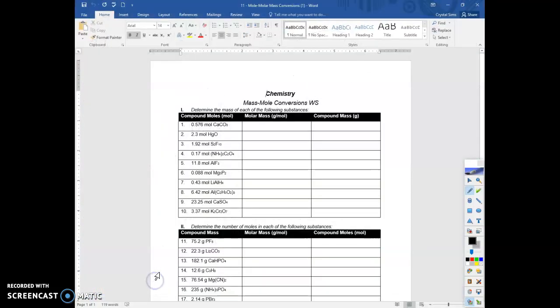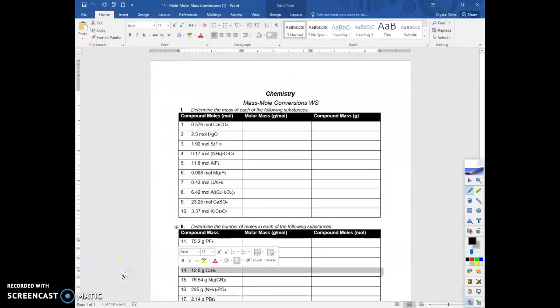Now, if we look at the worksheet that you are to do, what you'll notice is that you don't have any single elements on any of these. They're all compounds. So for instance, in number 1, your compound is CaCO3. So what you have to do is actually go to the periodic table and look up the molar masses for each one of those. So let me show you how to do that.